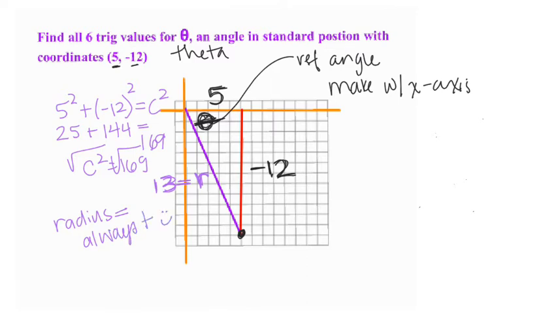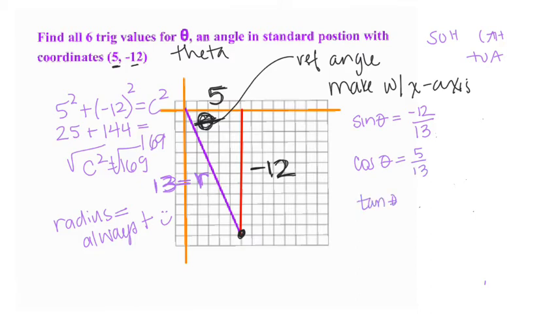Okay, so we're going to find the 6 trig values. At this point, you should be able to do this. SOHCAHTOA. So opposite over hypotenuse: sine of theta, opposite would be -12 over the hypotenuse of 13. Cosine of theta will be adjacent over hypotenuse. And tangent will be opposite over adjacent. Now we're going to find the reciprocal ones and just flip it. So cosecant theta, that negative will stay in the numerator.